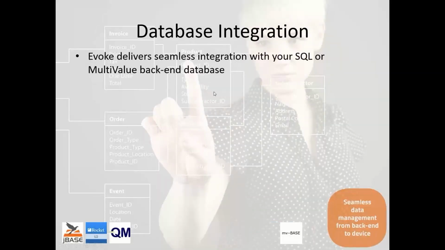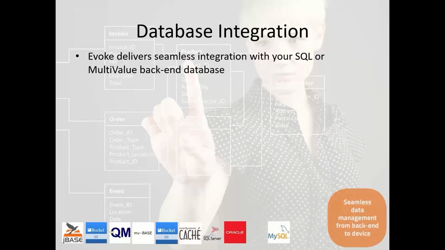Evoke delivers a seamless integration into whatever SQL or multi-value backend database you have. Databases including JBase, Universe, Unidata, QM, MBase, D3, Cache, SQL Server, Oracle, MySQL, Informix, and SQLite. But the icons you saw coming on the screen are not the databases supported by Evoke. These are the databases that our customers have already incorporated into app designs in Evoke that they have then gone live with. So these are the databases with live apps. The list of databases supported by Evoke is actually a longer list.